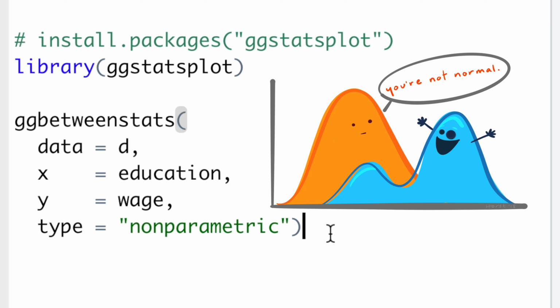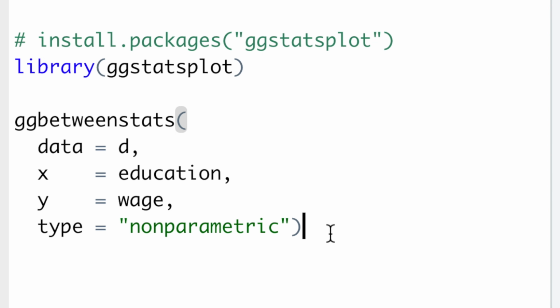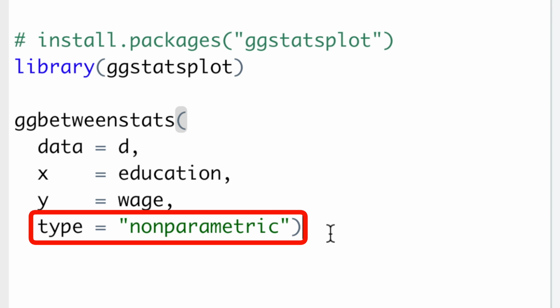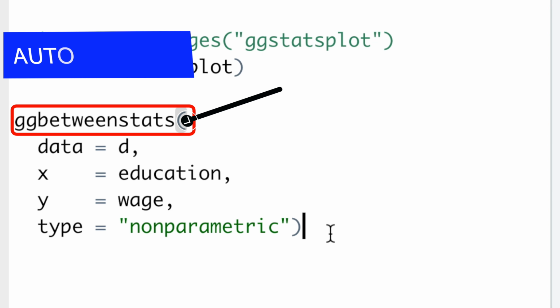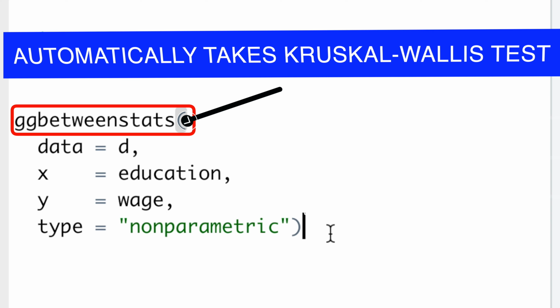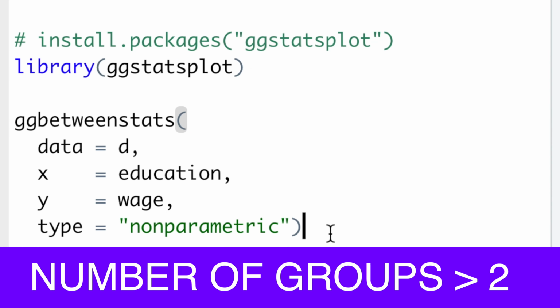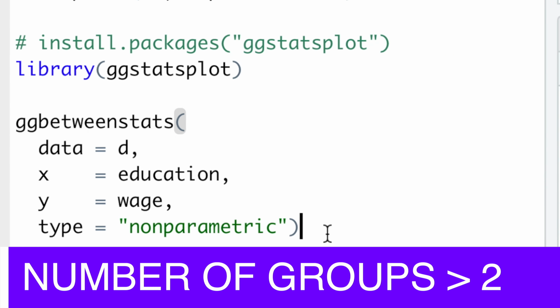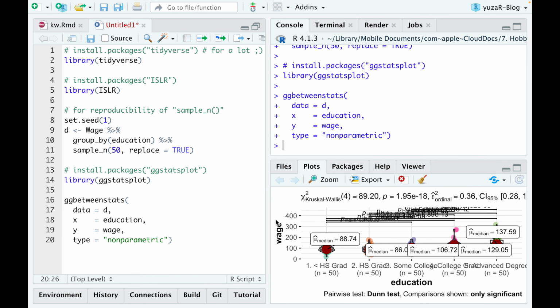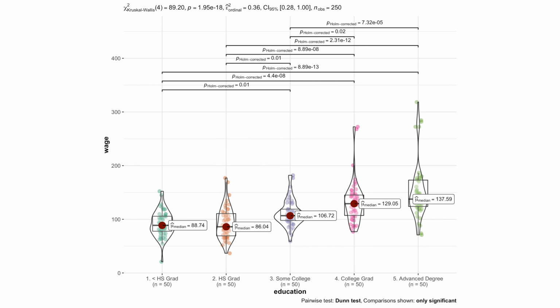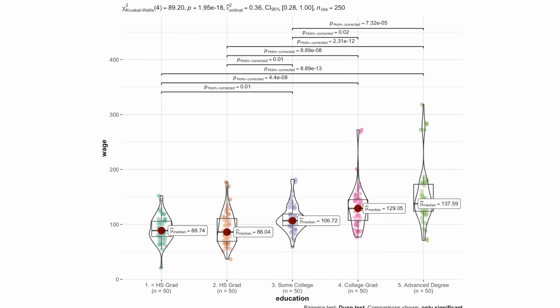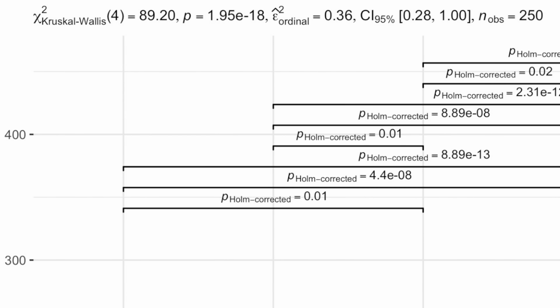Then, since our data is not normally distributed or ordinal, we'll choose a nonparametric type of statistical approach, and ggbetweenstats automatically takes the Kruskal-Wallis test if the number of groups in education is higher than 2. Such a simple command results in this statistically rich and publication-ready plot. Now let's interpret the results.